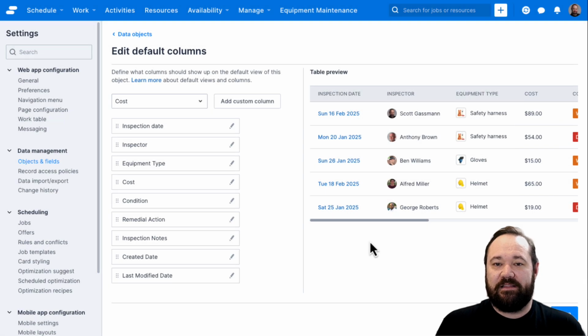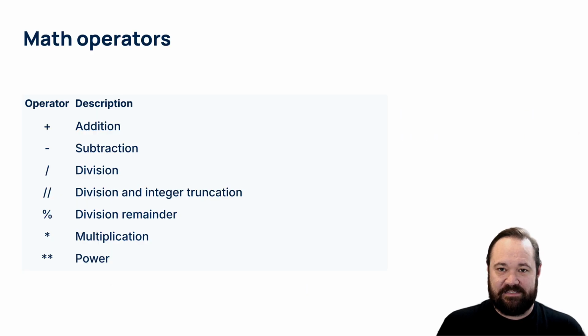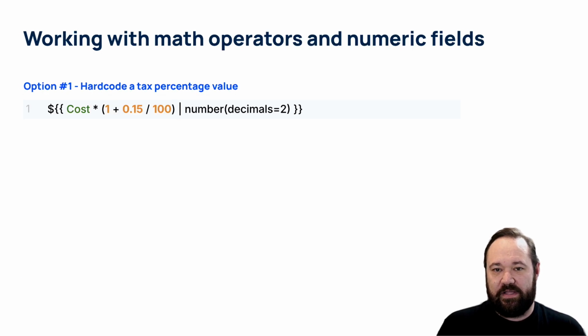Now that we've formatted the cost column, let's take things a step further and apply math operations. Skedulo's templating system supports a range of math operations, including addition, subtraction, multiplication, and division. Let's take a look at a real-world example, applying sales tax to our cost field. Instead of hard-coding a percentage, we can store the sales tax rate in a separate field and reference it dynamically.